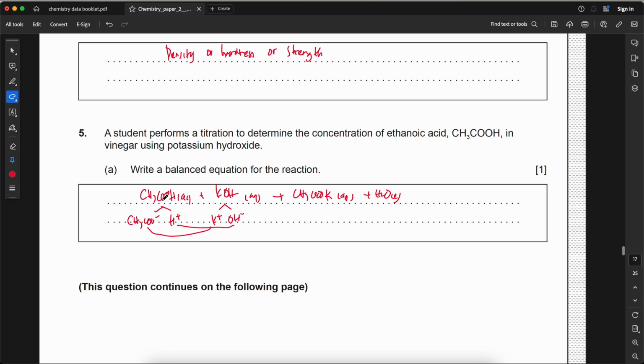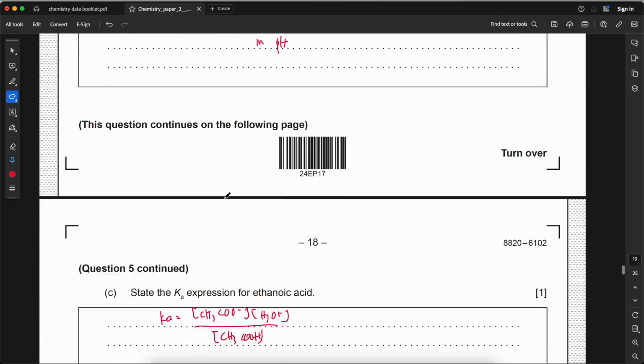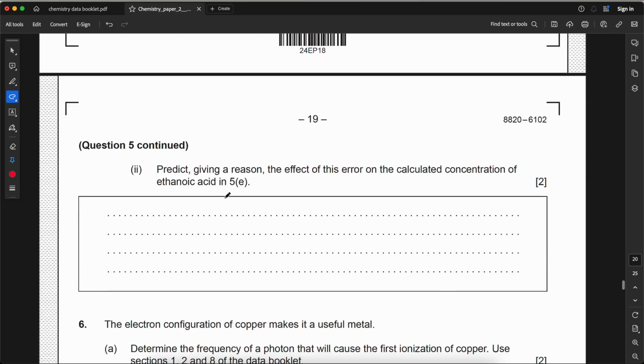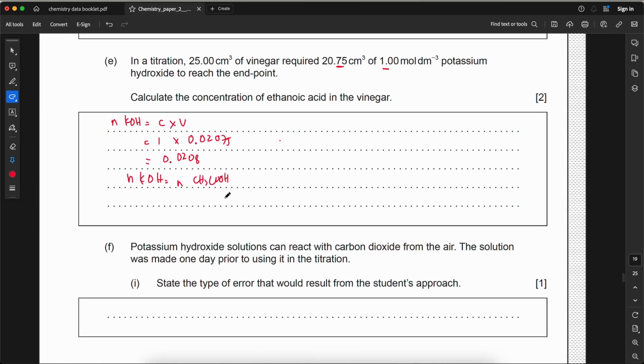So n(CH3COOH) is the same as n(KOH). Therefore, the concentration of CH3COOH will be 0.0208 divided by the volume of vinegar, which is 0.025 dm³, and you get 0.830 mol per dm³.